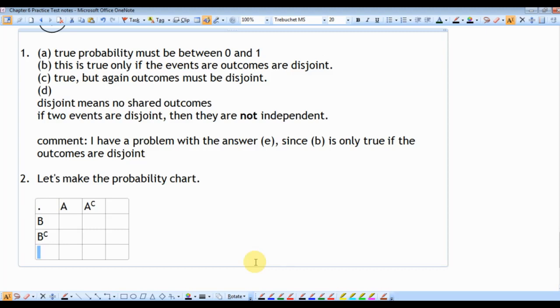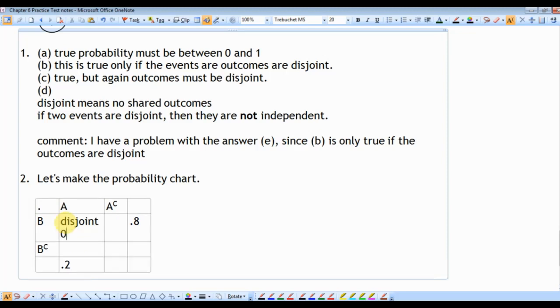Okay. So the probability that A occurs is 0.2. Is that right? 0.2? So I'll put a 0.2 down here. The probability that B occurs is 0.8. They are disjoint, so the probability that goes here is 0, because they never occur together.